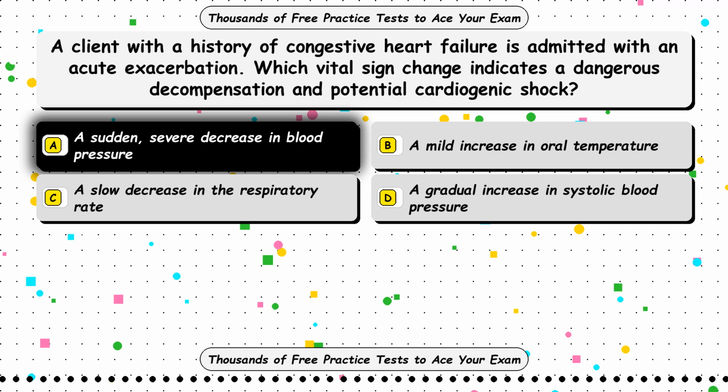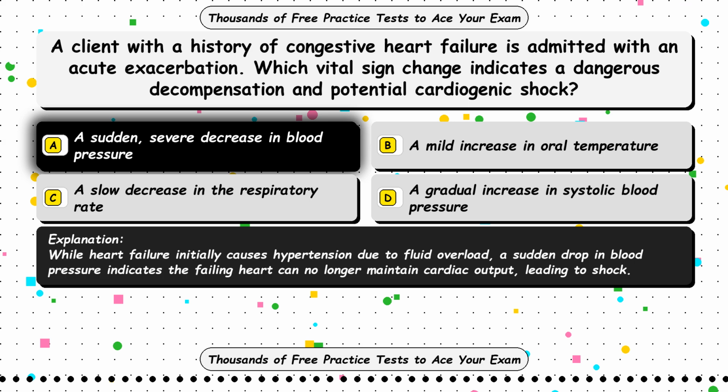The correct answer is option A. A sudden, severe decrease in blood pressure. While heart failure initially causes hypertension due to fluid overload, a sudden drop in blood pressure indicates the failing heart can no longer maintain cardiac output, leading to shock.